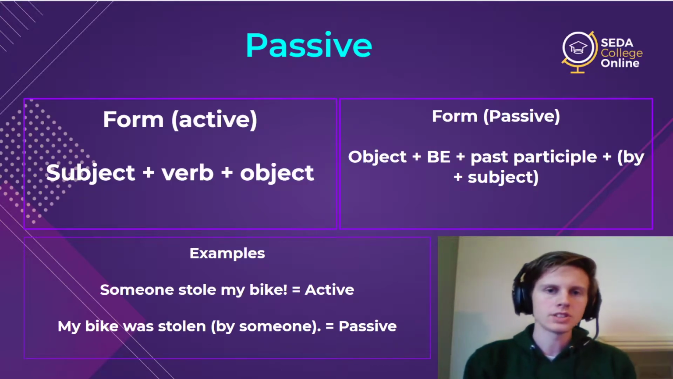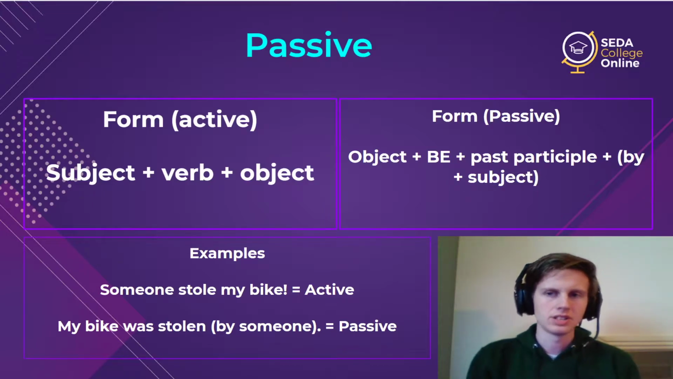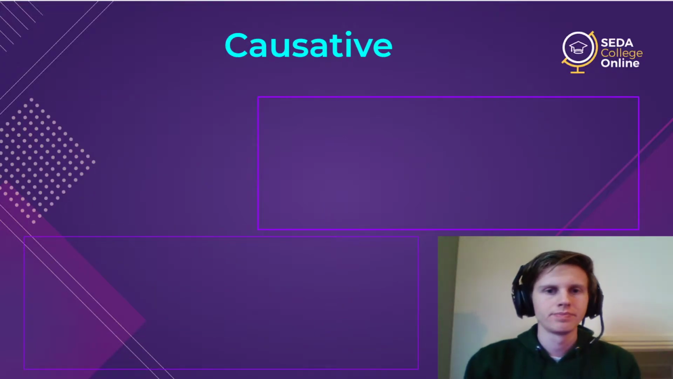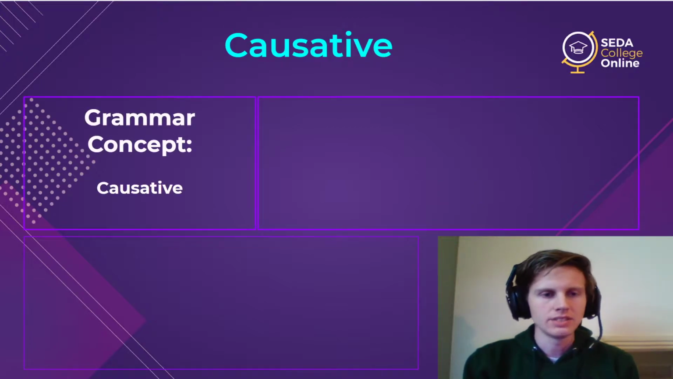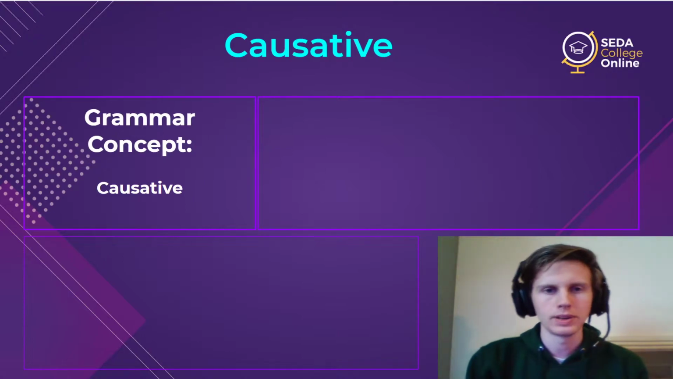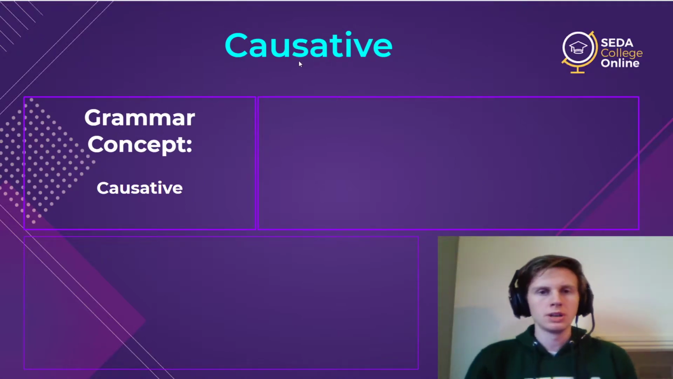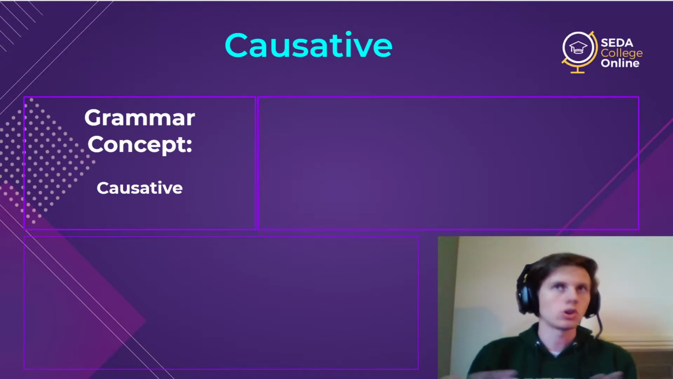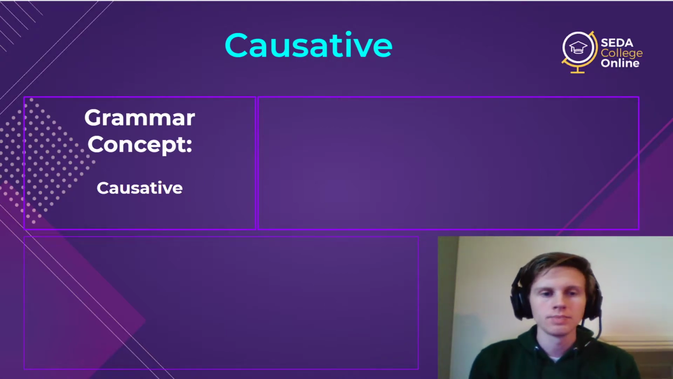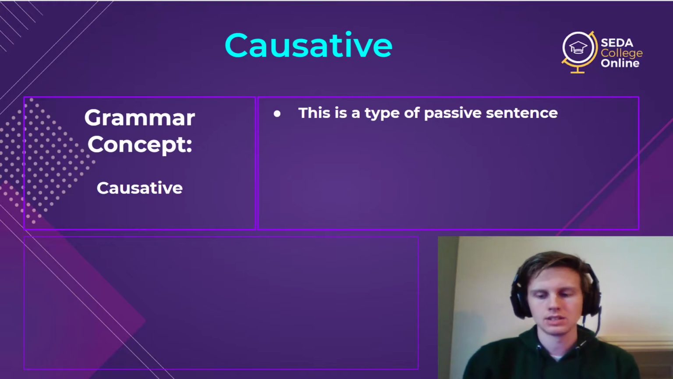So now what it's time to do is compare. How is this passive different from the causative? Well, the causative is a special type of construction in language. So causative here is the big grammar word because many languages have a causative. In fact, almost all languages have a causative. They do it in different ways, but this is essentially a type of passive sentence.